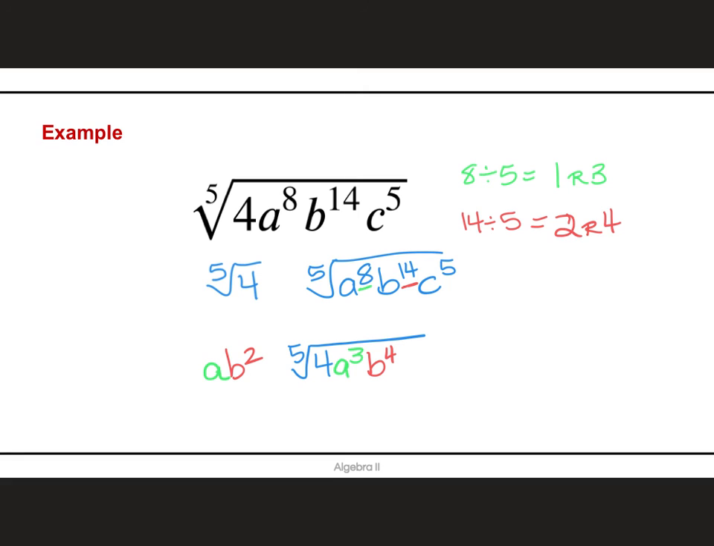And then for my last one, I'm going to have c to the 5th, and I'm going to do, of course, 5 divided by 5, which is 1. So then my c is going to go on the outside, and that's it. So if you have a remainder, then it stays on the inside, and whatever is the whole number goes on the outside.